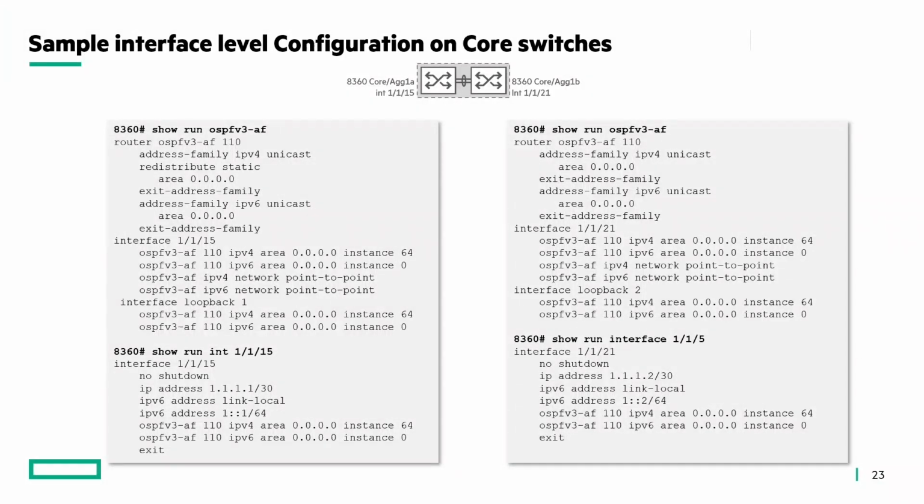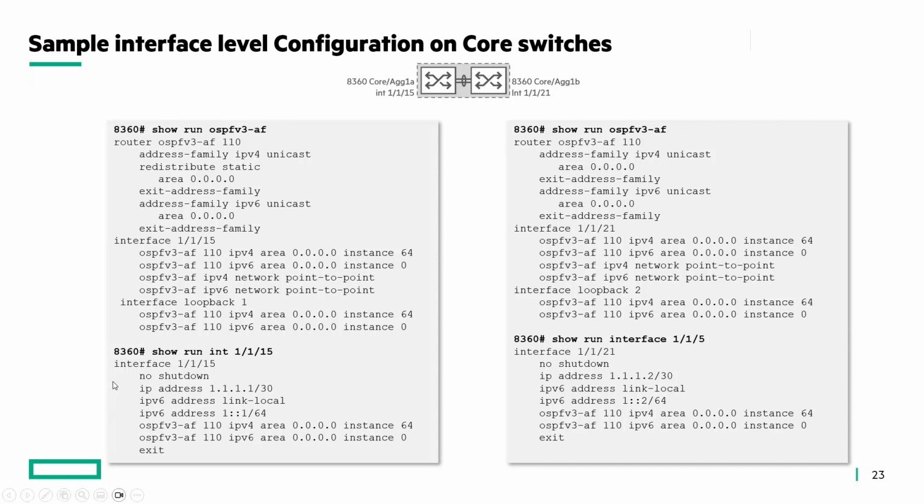So let's take a look at the configuration. So this is a sample configuration on the core switches. I have two 8360s, and here I have done a show run OSPFv3 AF on both these switches, and I can show you the global running configuration. So I have created this OSPFv3 AF 110 in my interface 1/1/15 with an IPv4 and an IPv6 unicast and the respective areas and instance IDs assigned to each other on both the sites. I've also created respective loopbacks, loopback 1 and loopback 2 for these two switches, and also populated the OSPFv3 AF routing commands here as well.